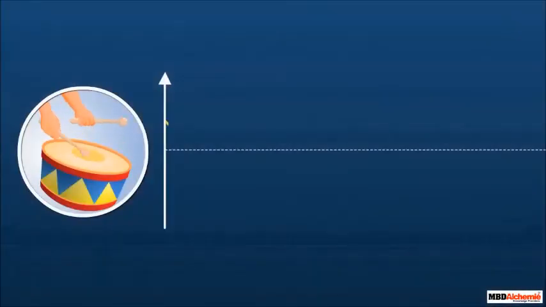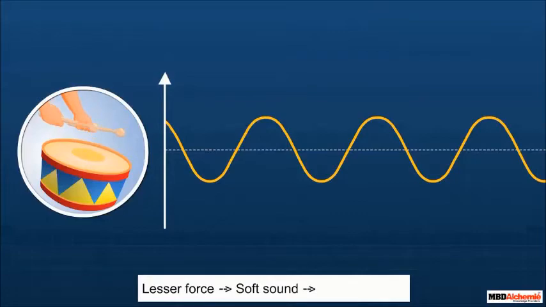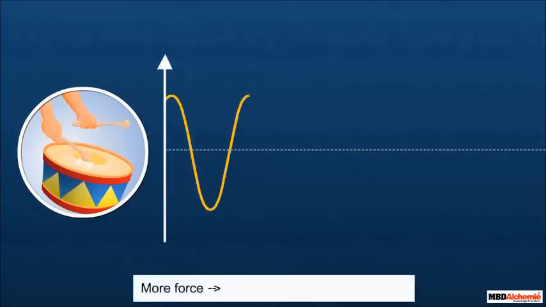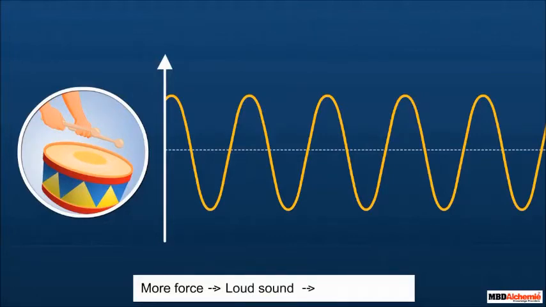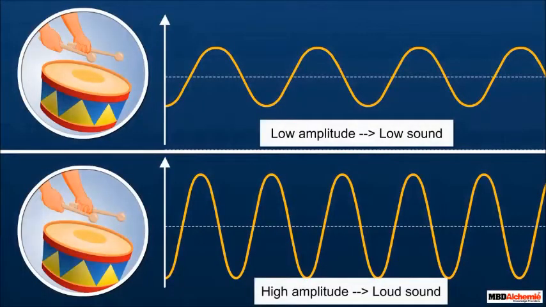If we strike a drum with lesser force, that is, if we strike a drum lightly, we hear a soft sound, as the sound produced is of low amplitude. However, if we strike the drum with more force, that is, if we strike the drum hard, we hear a loud sound, because in this case, the sound waves have large amplitude. Hence, the amplitude of the sound wave determines the loudness or softness of sound.